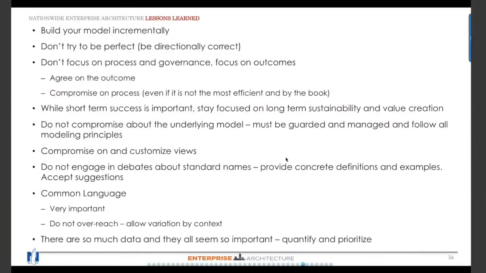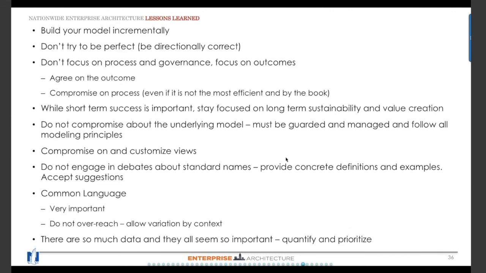So we keep a lot of additional viewpoints in our back pocket so that there is no question about, oh, this doesn't answer my question. If you have a question, I think we can answer your question. Common language, as I mentioned earlier, is very important.